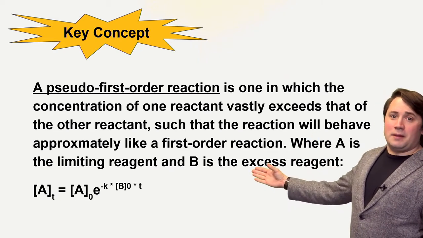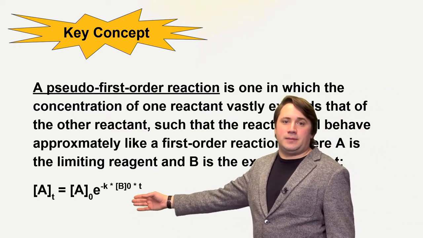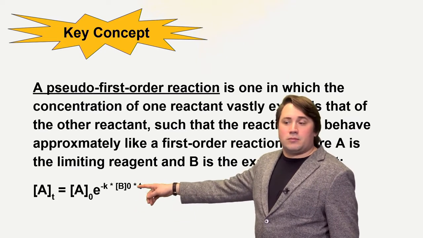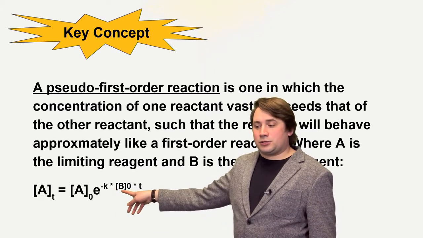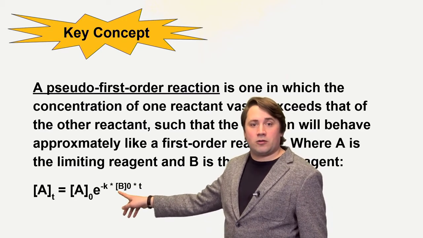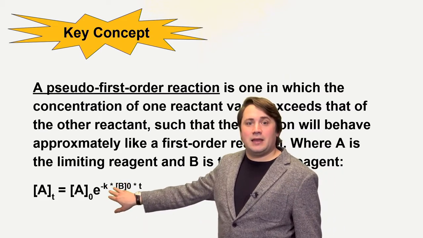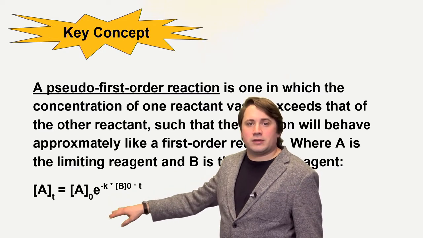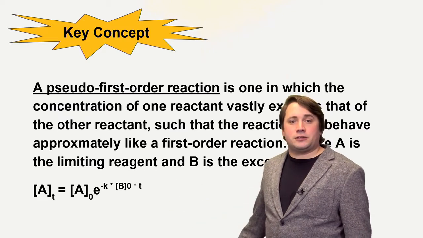And again, the formula for this, where A is the limiting reagent, so A is the one that there's a very tiny amount of, and B is the excess reagent, will be the concentration of A at time t equals the concentration of A at time 0 times e to the negative k, the reaction constant, multiplied by the concentration of B at time 0, times t. So this term, negative k times B0, or B naught, is a constant. And if you just combine negative k times B0 into one new reaction constant, you call it like k star or something like that, you end up with exactly the form of the first order reaction equation.